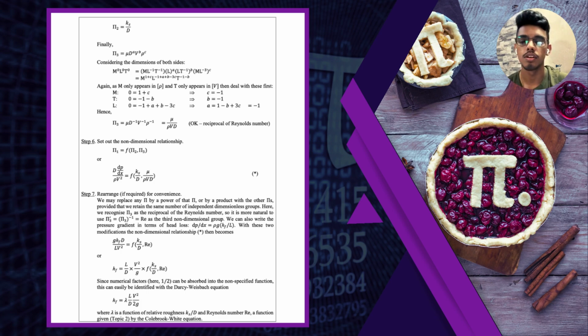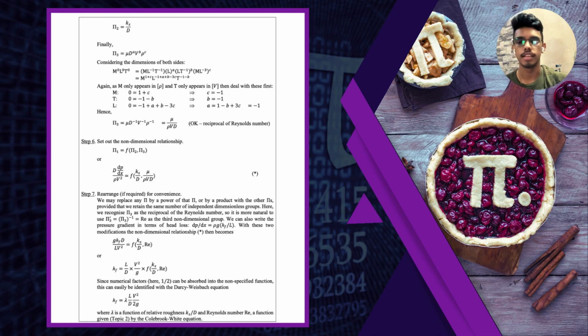Then we can substitute all the a, b, c values into pi3. We will get pi3 equals mu times diameter to the power of -1, velocity to the power of -1, and rho to the power of -1. We can simplify it to get mu over rho times V times D. This equation is the reciprocal of the Reynolds number.